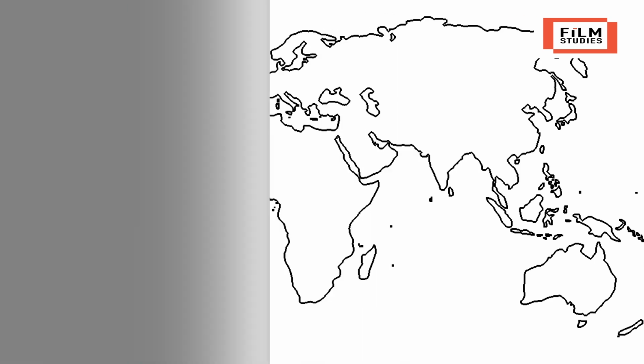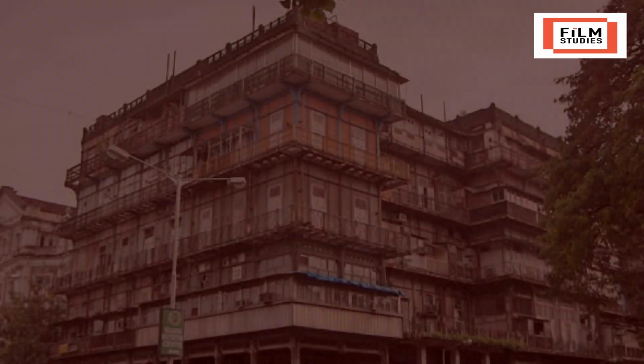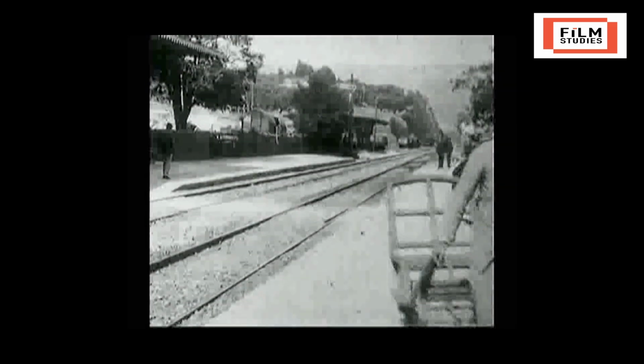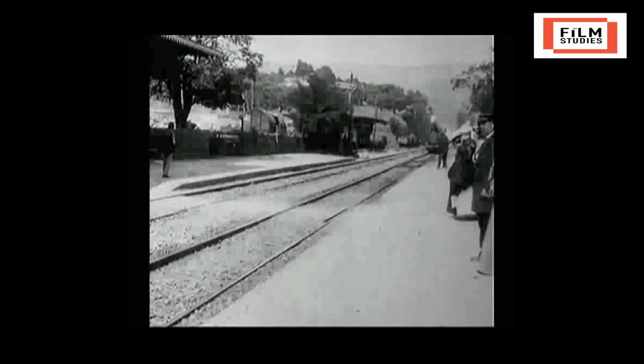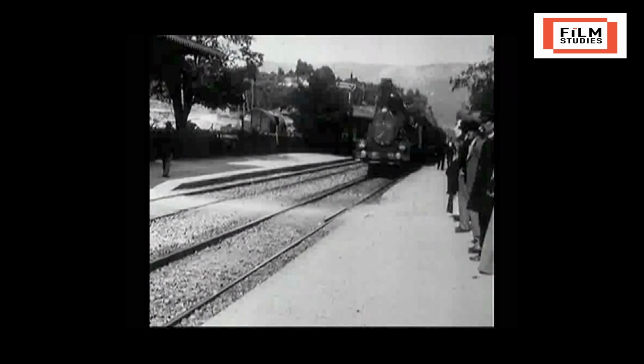Cinema reached India on 7 July 1896 when Maurice Sestier, a French exhibitor, screened films in Watson's Hotel in Bombay using the cinematography machine. The screening schedule included the Lumière film Arrival of a Train. Let's watch the film Arrival of a Train by Louis Lumière.